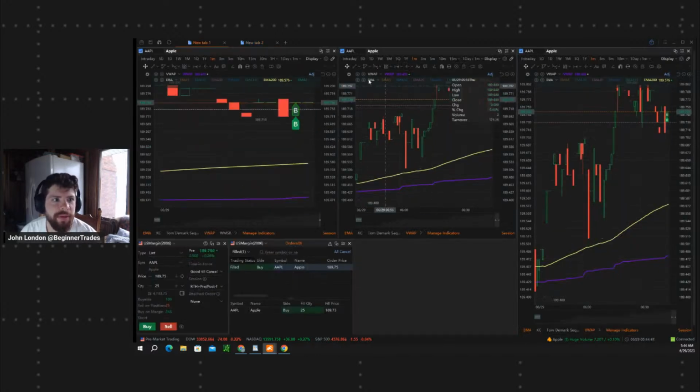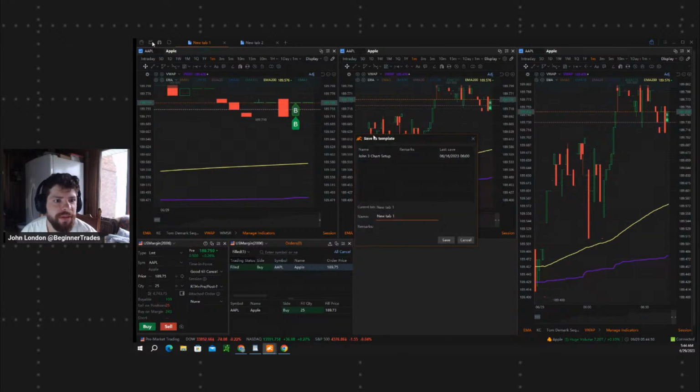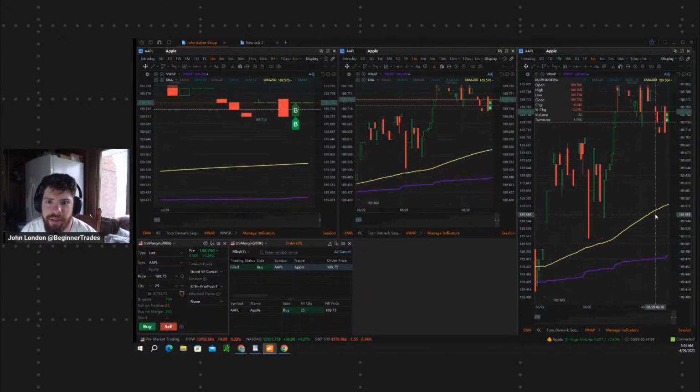I gotta keep this tab open. I'm also gonna have to save this tab. Active setup. All right, so yeah, we bought Apple here on the dip. I just gotta figure out how to look at my P&L. I got multiple charts up, so I'm good.